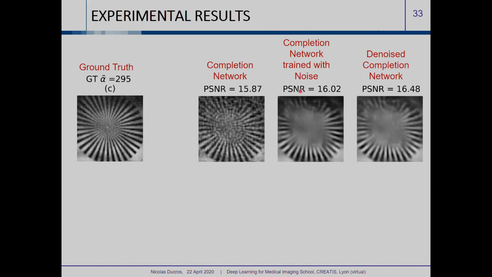I mean, this one is trained with noise, but it has no denoising stage, which means that it learns how to denoise the data, but implicitly. So when you do it explicitly, the resulting network is much more robust to different noise levels, while this network may completely fail if trained with one noise level and evaluated with a completely different noise level. Okay, so this is another advantage of the denoised completion network. Okay, this is it.